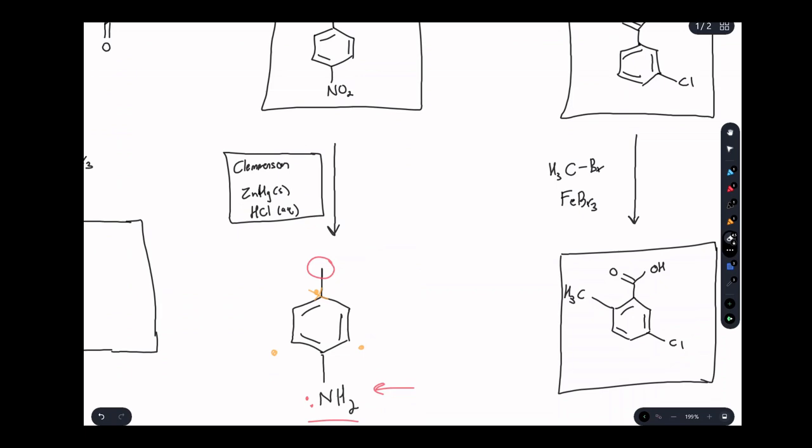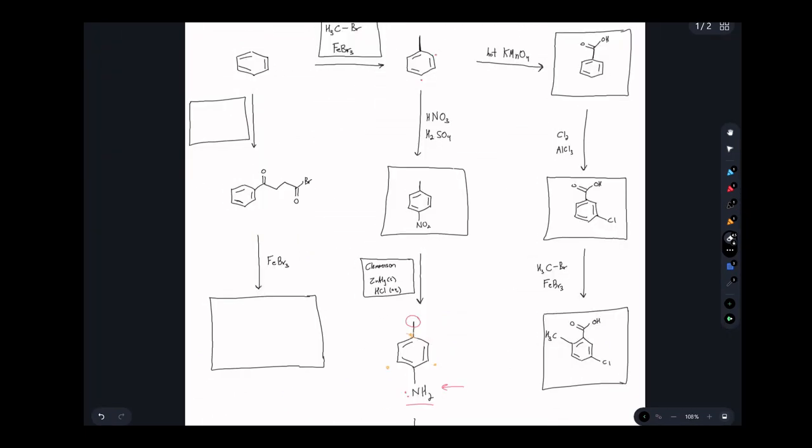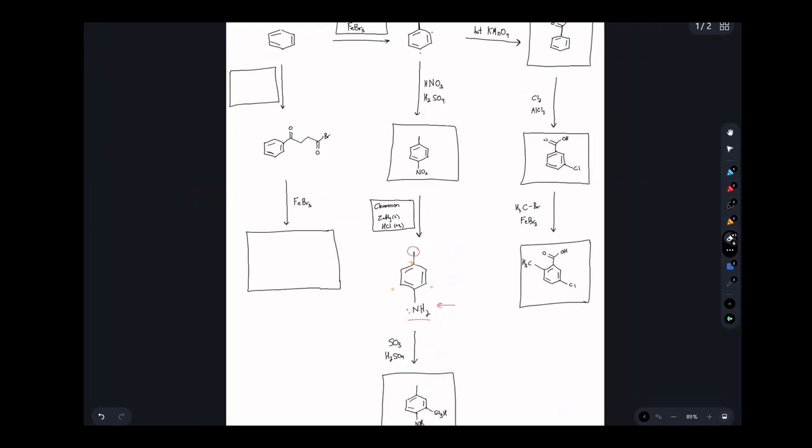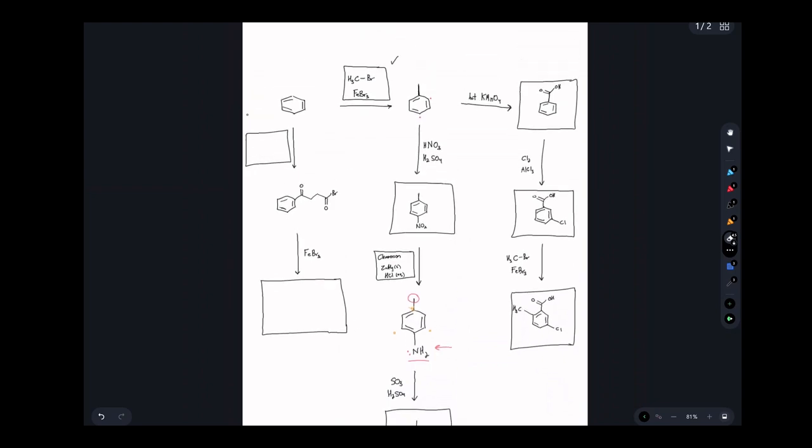Awesome. That wraps up this wing of the roadmap. Lots of different reactions, lots of different benzene types of chemistry. We only have one pathway left to go.